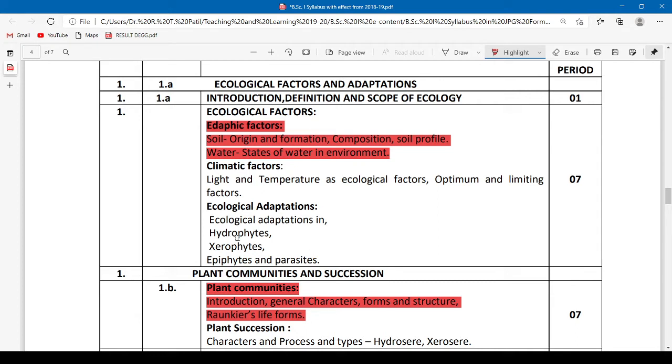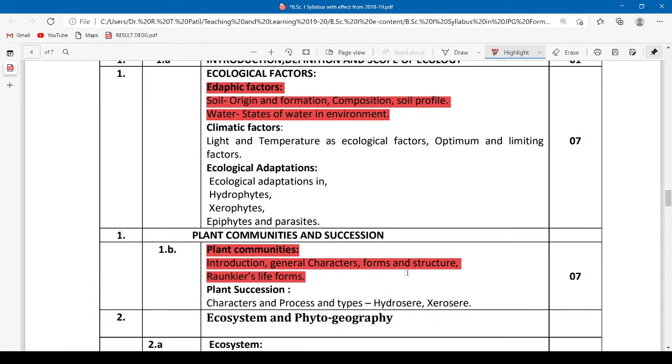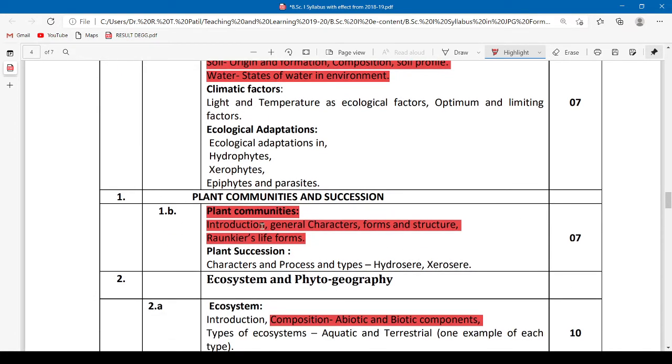Then the second subunit of the first unit is plant communities and succession. Out of these, the first topic, plant communities, introduction, general characters, forms, structure, Raunkiaer's life forms, is not considered for the examination for this year because of lockdown or because of COVID-19.